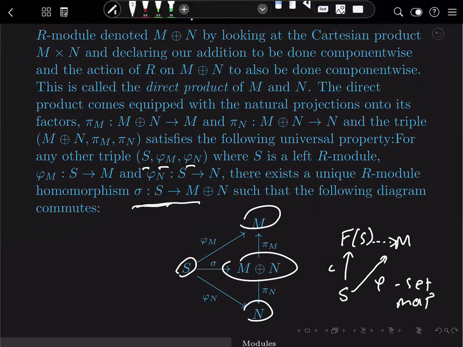So we have two different flavors of universal properties, kind of. We have the one on the left, this guy right here, where all of the morphisms are just R module homomorphisms, or in the case of groups, they're group homomorphisms. Here, this is a set map, right? So this map may have other structure, but it's just a set map, and that's the only thing that the universal property is concerned with.